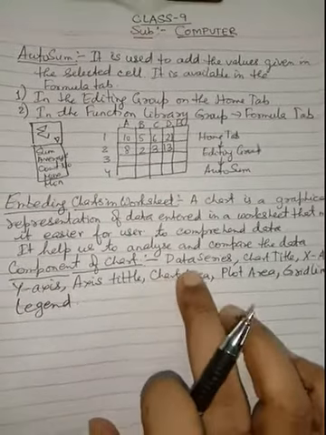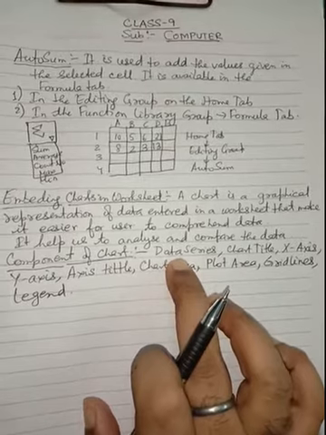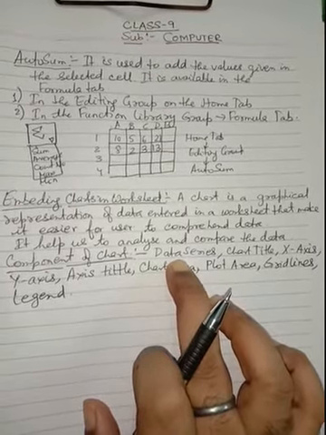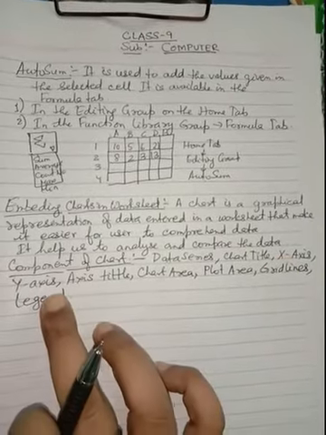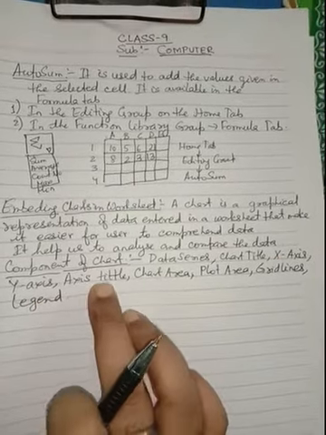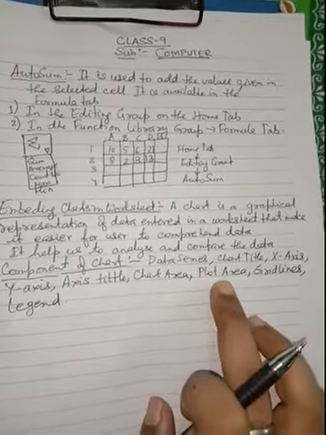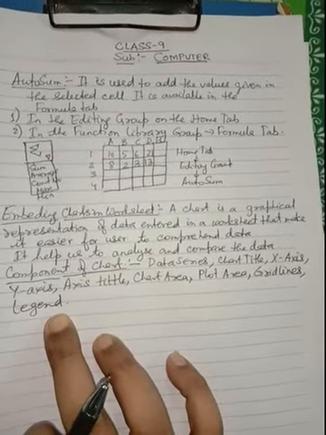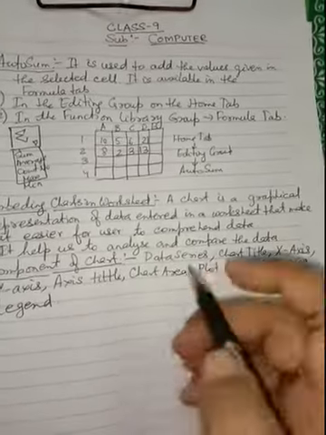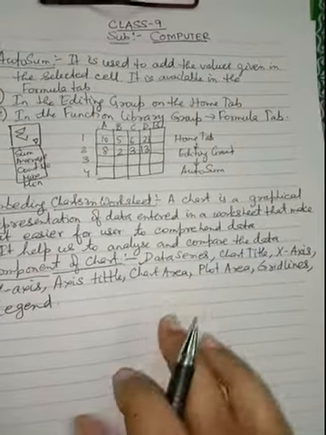The different components of a chart are data series, chart title, x-axis, y-axis, axis title, chart area, plot area, grid lines and legend. So we will be discussing these briefly. So first of all, what is data series?